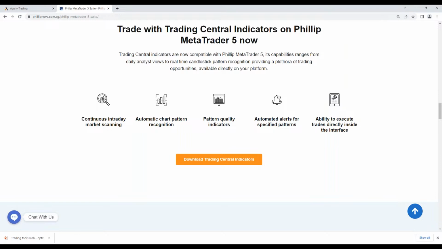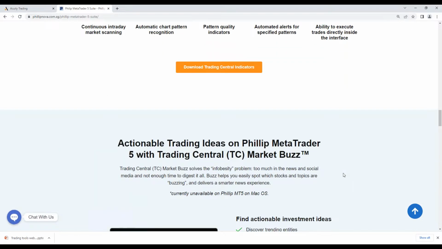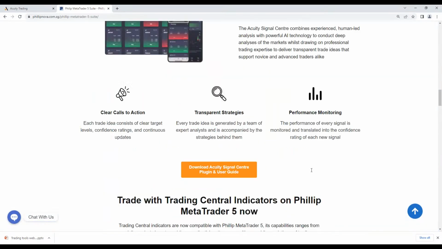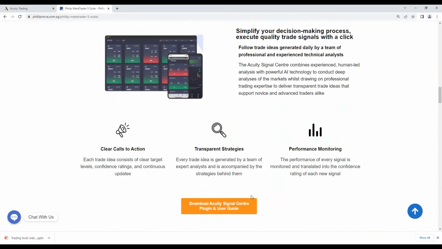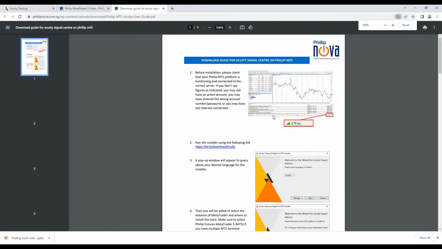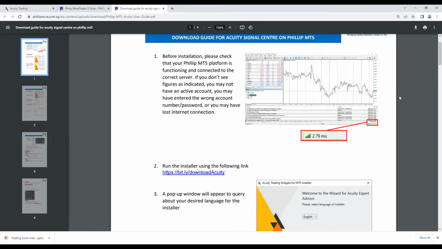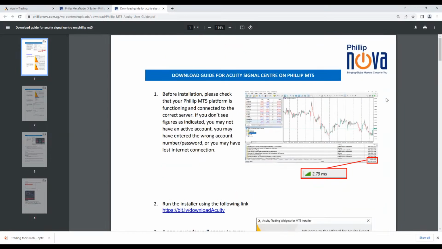With one download, you're able to access all the features. Just to note that you don't have to repeatedly download all of these Trading Central tools. Let me go through a simple guide on how you can download Signal Centre and Acuity Centre. By clicking on this, it should redirect you to a download user guide.